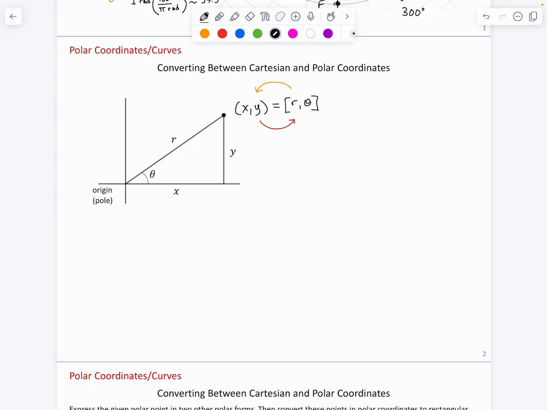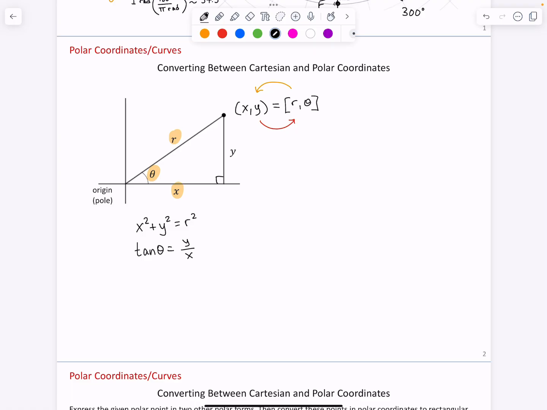Some relationships that are obvious in this image is that we are looking at a right triangle, so we can apply the Pythagorean theorem to relate x, y, and r. Also, we can use trigonometry. We know that the tangent of this angle will be the opposite, which is the y-coordinate, divided by the adjacent, which is the x-coordinate. Another relationship I see is between theta, x, and r.